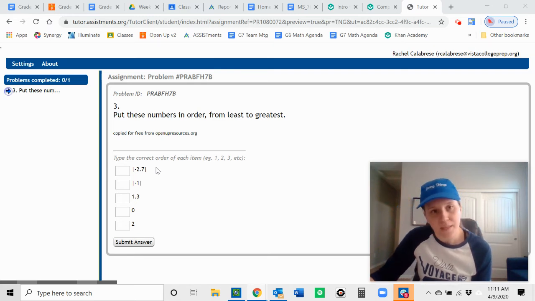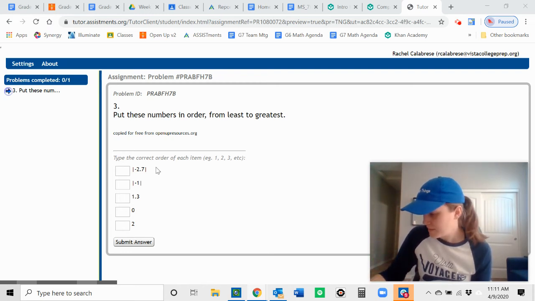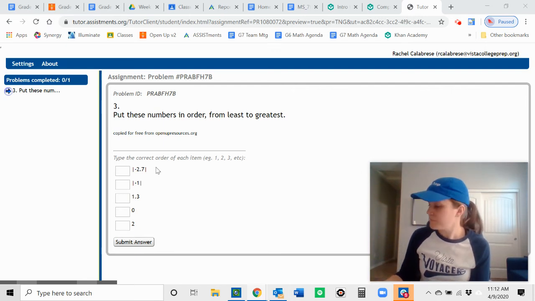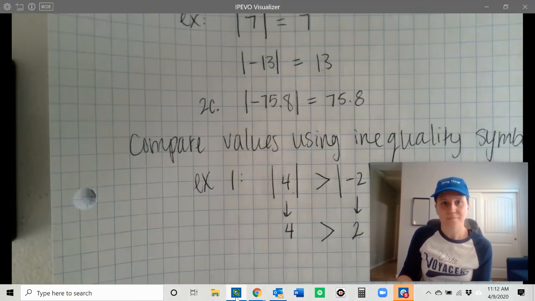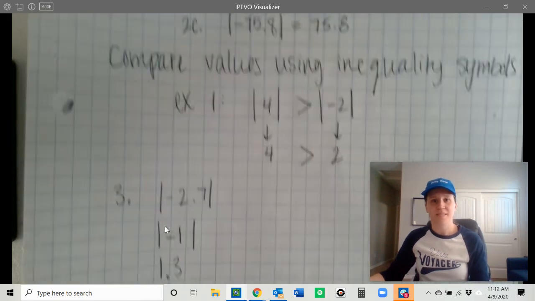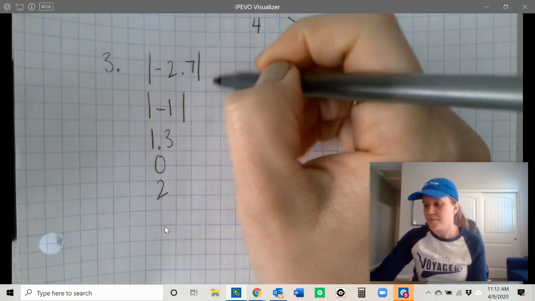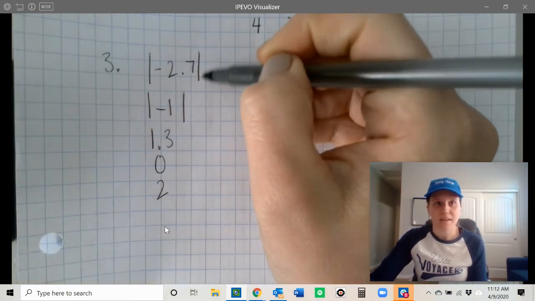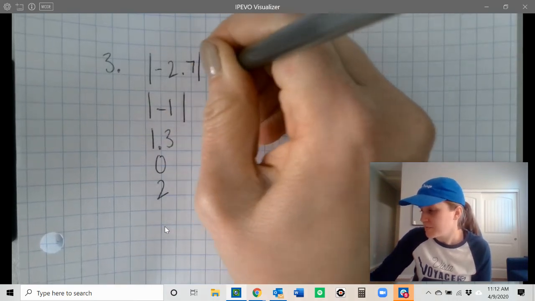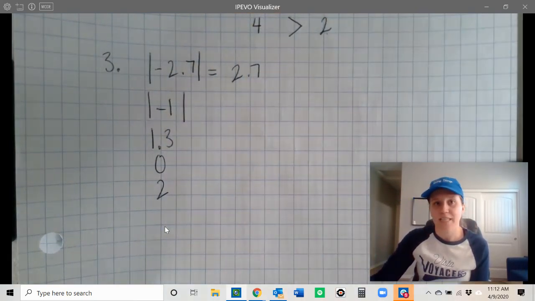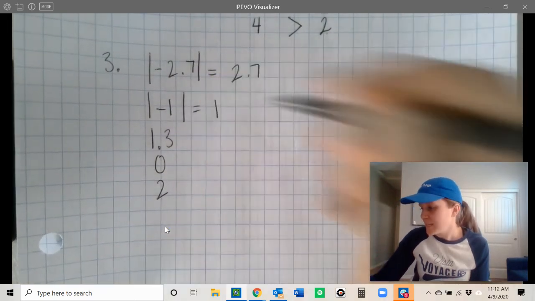So how about the absolute value of negative 2.7? And please write down the absolute value of negative 1, 1 3/10, 0, and 2. All right. In order to put these in order from least to greatest, I'm going to go ahead and find the value of these two that are in absolute value bars. So the absolute value of negative 2 7/10 is 2 7/10. The absolute value of -1 is 1.